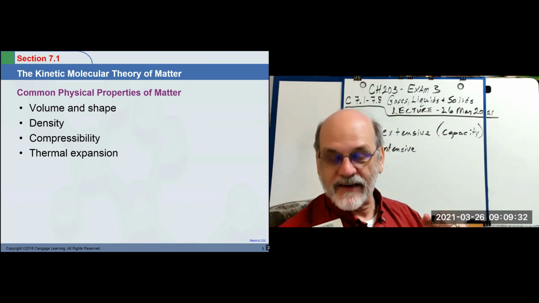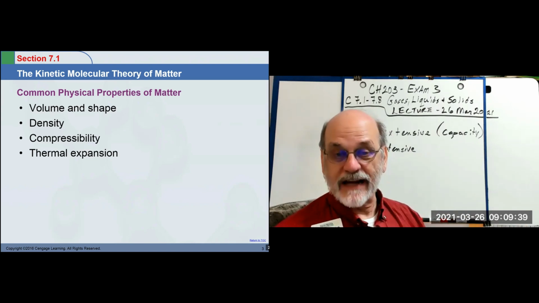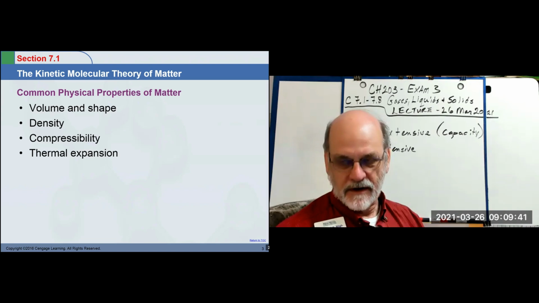And that brings us to gases. Gases are compressible. In fact, our understanding of gases depends upon compressibility.